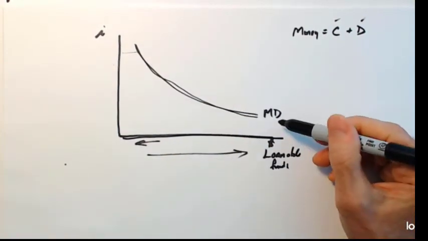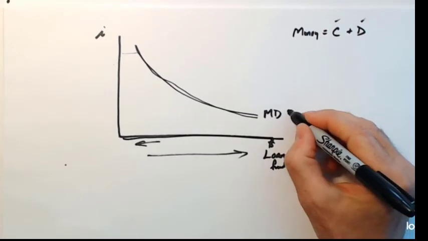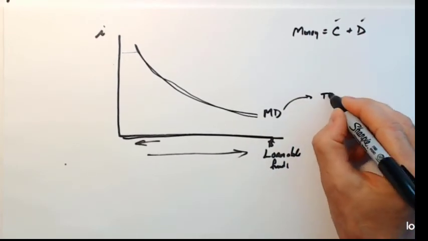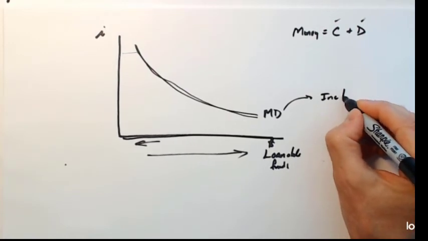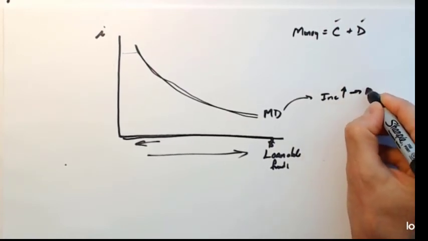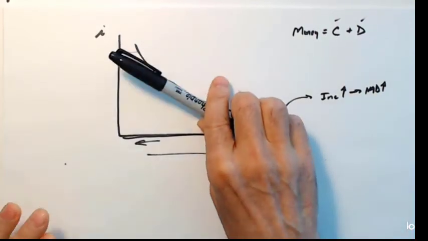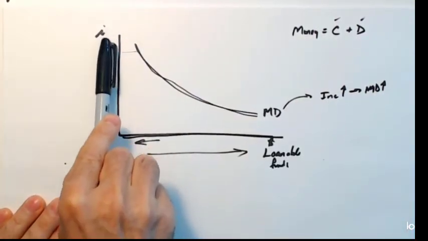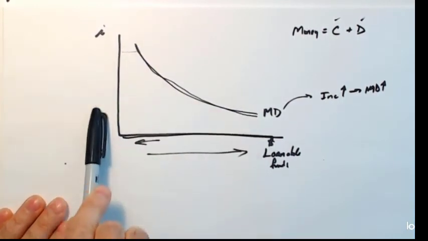Now, there's other reasons for holding money, for demanding money, and that has to do with, for example, income. So when your income goes up, all else being equal, your money demand will go up also. So these are shifters because we're not changing interest rates now. In order to develop the slope, I changed interest rates.